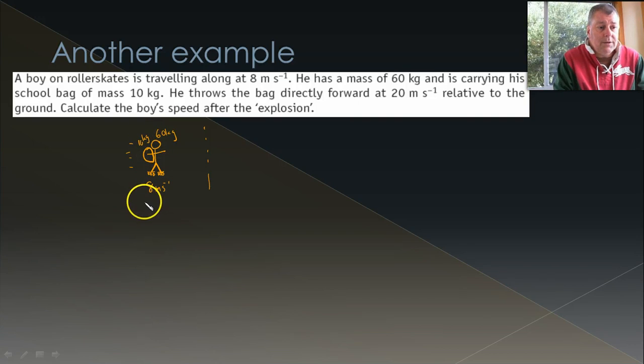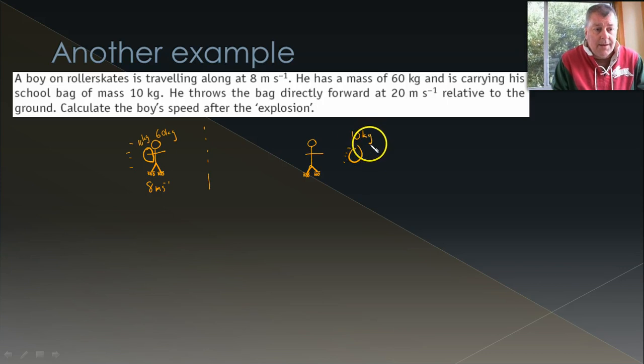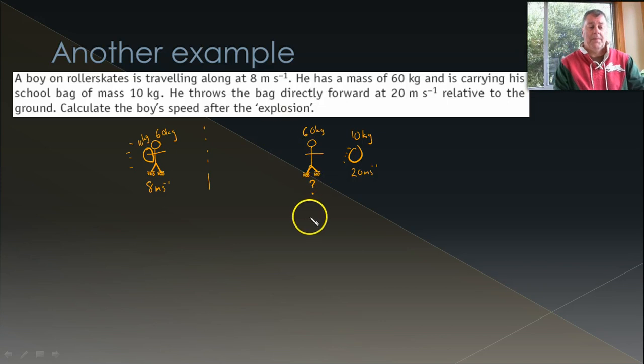Okay, so that's what we've got. And afterwards, he throws his bag directly forward. So he's still on the roller skates. Should have made a simpler diagram. He throws his bag forward. Okay, so there's our 10 kilograms. It's travelling at 20 meters per second to the -1. He still weighs 60 kilograms, but we don't know his velocity.